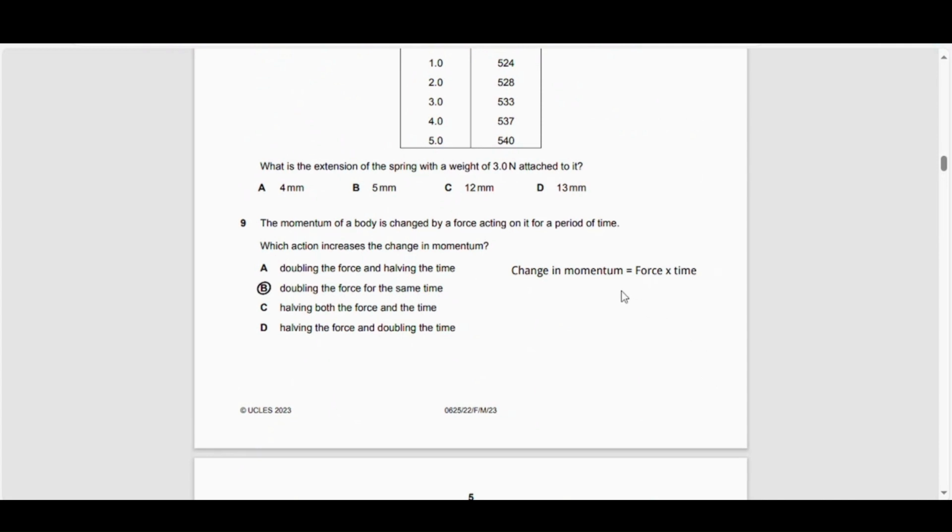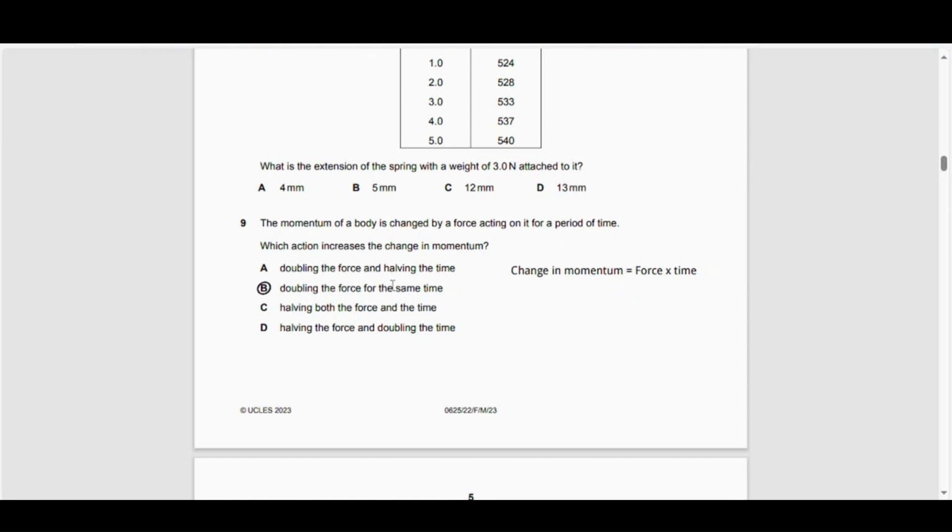Okay, so let's start with the formula for changing momentum, which is the force multiplied by the time. A says doubling the force and halving the time. So let's assume for the time being that the force is 1 Newton and the time is 1 second. This is something I always like to do in these types of questions. Now we have doubled the force, so now the force is 2 newtons and the time is 0.5 seconds. 2 multiplied by 0.5 is 1. Initially, the change in momentum was 1 multiplied by 1, so it was 1, so there is no change in momentum. If we double the force for the same amount of time, then we've got a force value of 2 newtons and a time value of 1 second, so now we've got a change in momentum of 2 newton seconds.